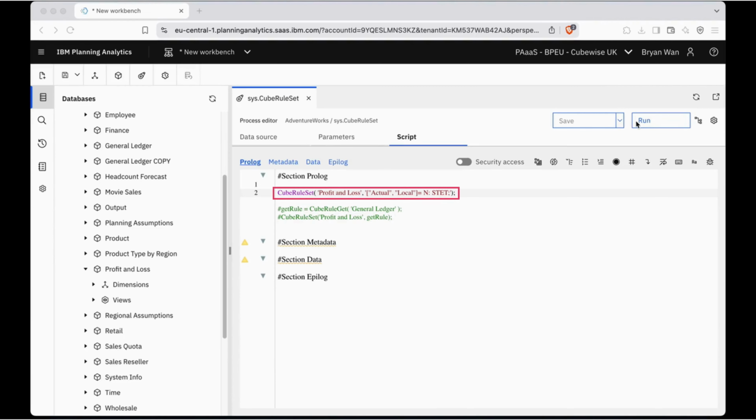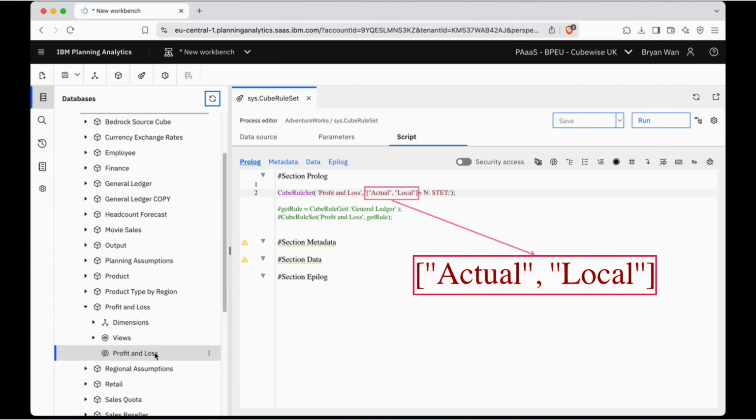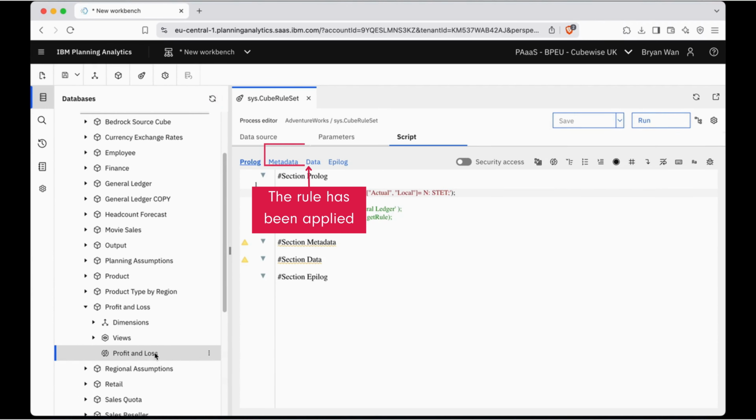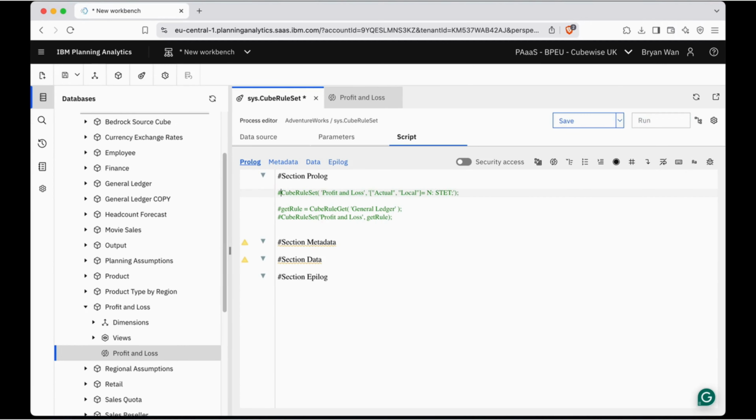The first demo will be a simple rule written in the process for the profits and loss cube. Note the two single quotes around references. The second demo will duplicate the rule from the general ledger cube by using CubeRuleGet to retrieve the string and CubeRuleSet to replace the existing profits and loss cube rule.